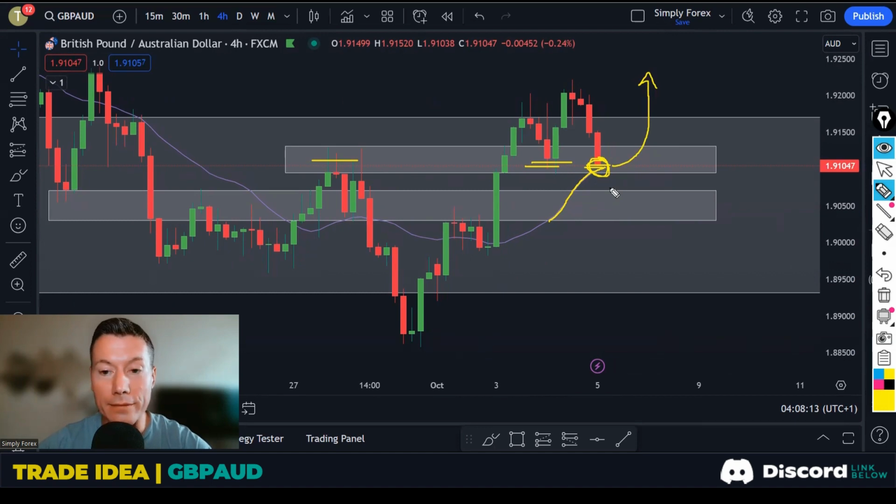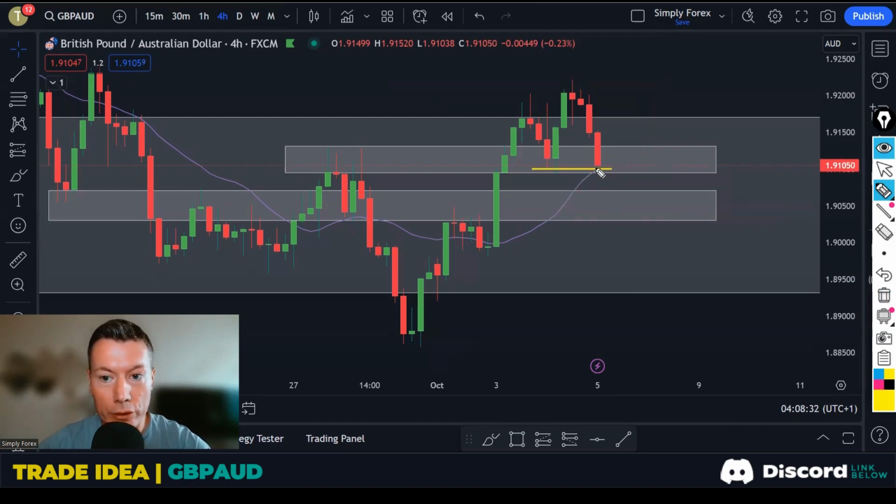You could be aggressive and trade it now, or wait for a bullish candle and then take the trade. And that bullish candle doesn't have to be a H4 candle, guys. That can be a H1 candle for me. It's just a candle that tells me buyers are in control. So we like that level.